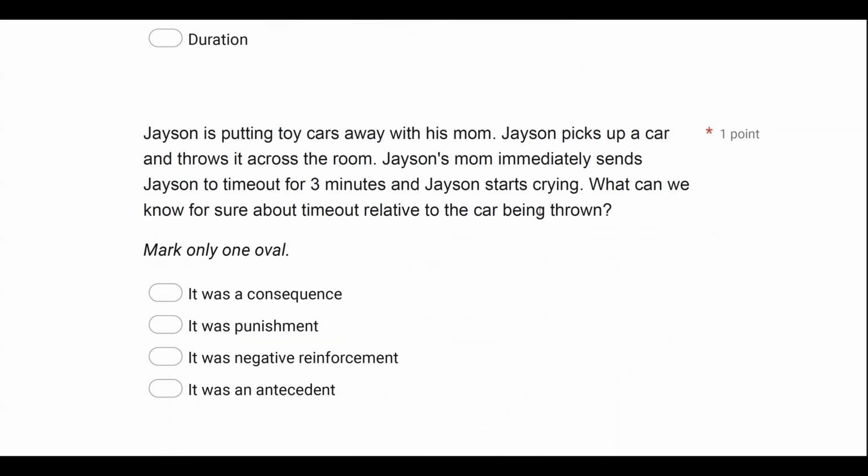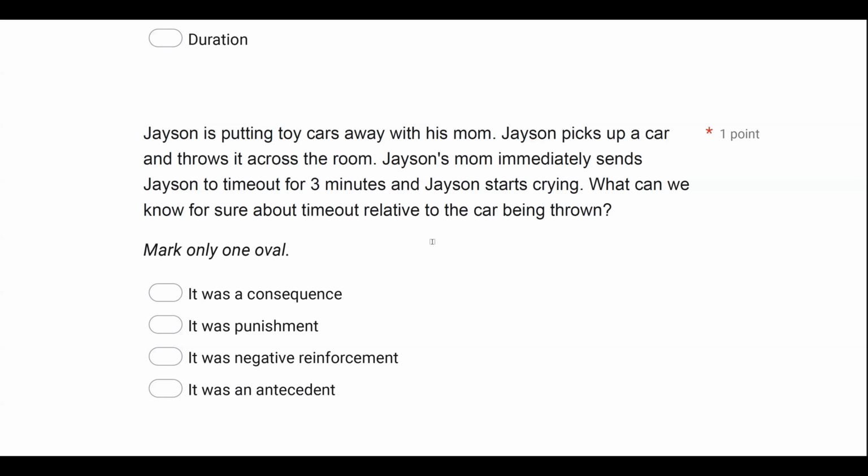Jason is putting toy cars away with his mom. Jason picks up a car and throws it across the room. Jason's mom immediately sends Jason to timeout for 3 minutes, and Jason starts crying. What can we know for sure about timeout relative to the car being thrown? Now, be careful here, right? What do we know about consequences?